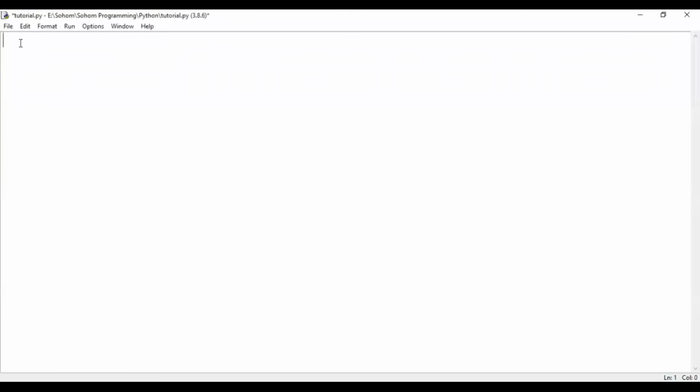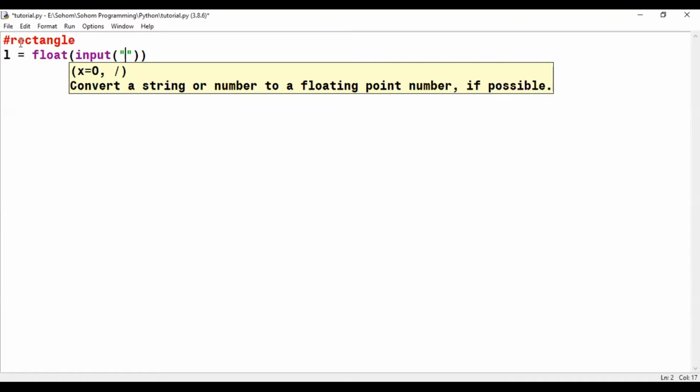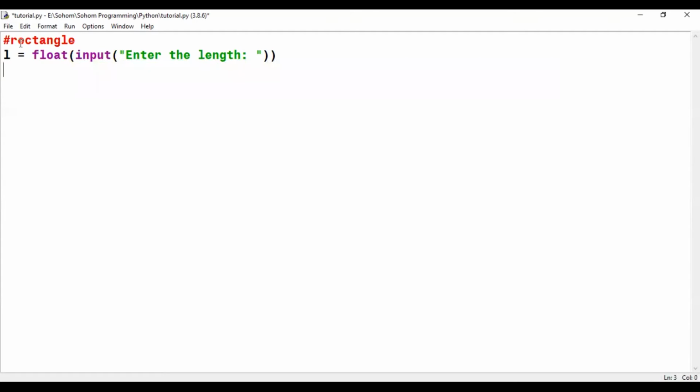Okay, so let's do the math project now. We are going to find the area and perimeter of some polygons. Let's say first I'm going to find the area and perimeter of a rectangle. For a rectangle, what we need is a length, and it can be either int or float. So I've written float here. I'll write enter the length, and the breadth can be taken as float also, and I'll write here enter the breadth.